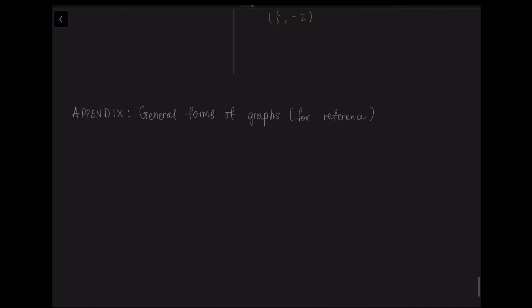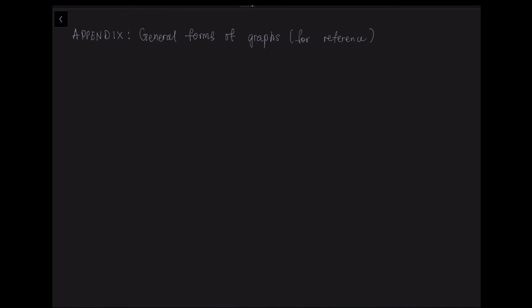Finally is the appendix that I've prepared. I've written down all the possible equations that might come out in the exam, and also what kind of curve you are going to expect to draw during the exam when you see this kind of curve. So just look at them as a reference. There's no need to memorize them, so just have fun looking at it.